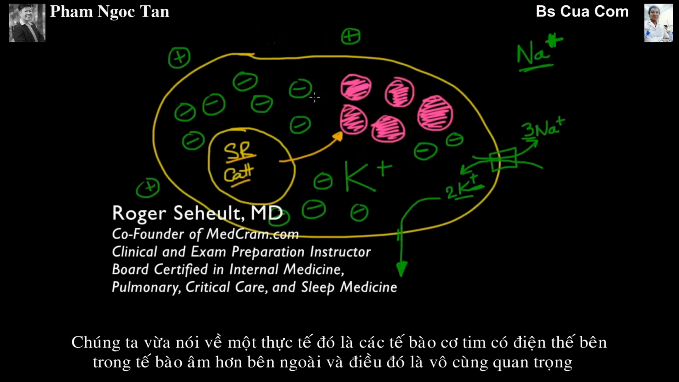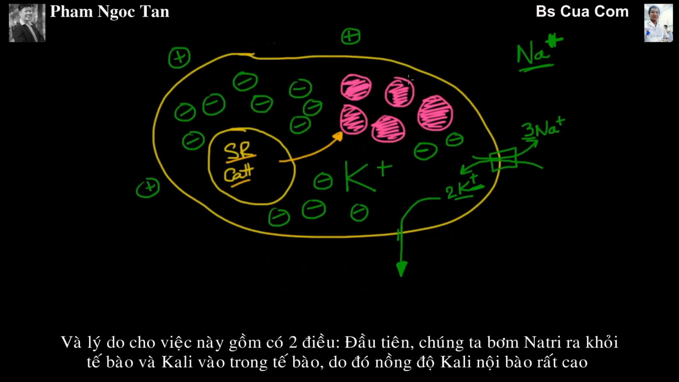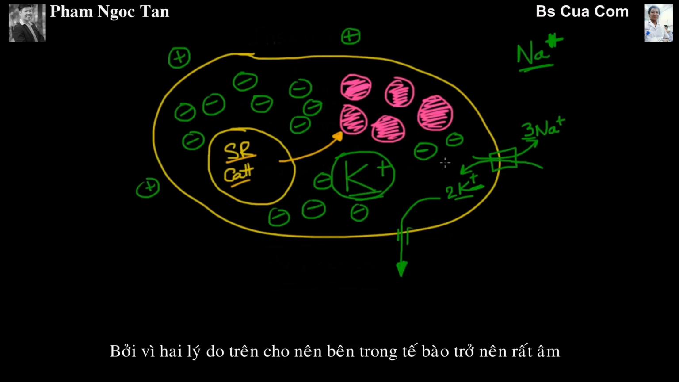We were talking about the fact that the myocardiocytes have a negative charge inside of them, and that's very important. And again, the reason for that is two things. Number one, we are pumping sodiums outside of the cell and potassiums inside of the cell, so we have a large potassium concentration. But we also are permeable to potassium, so some of that potassium does leak out, although it's still predominantly elevated potassium on the inside of the cell. For those two reasons, we're very negative on the inside of the cell.